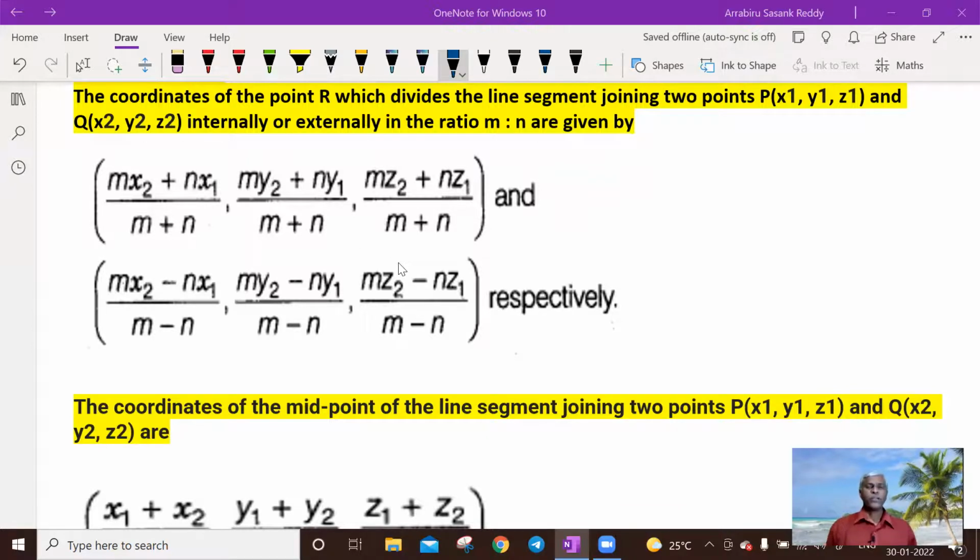Even this formula is very much similar to 2 dimension. In 2 dimension, we get only 2 coordinates x and y. So it is an extension to a 3rd dimension.